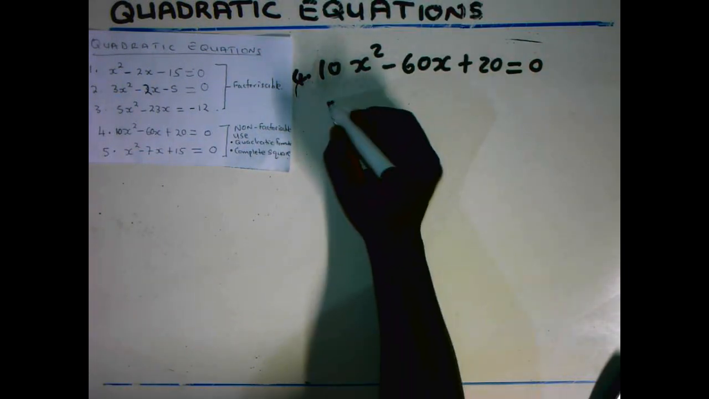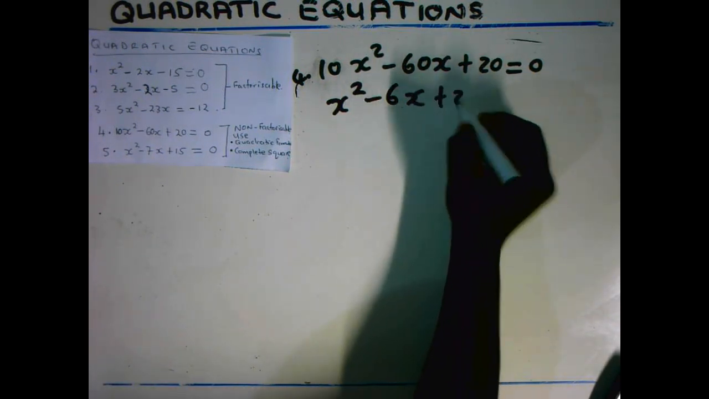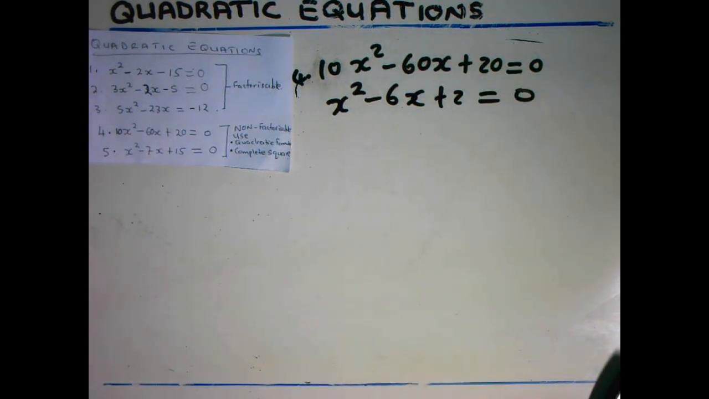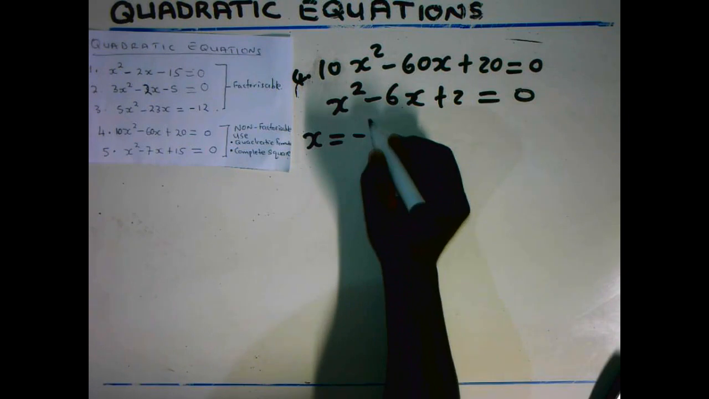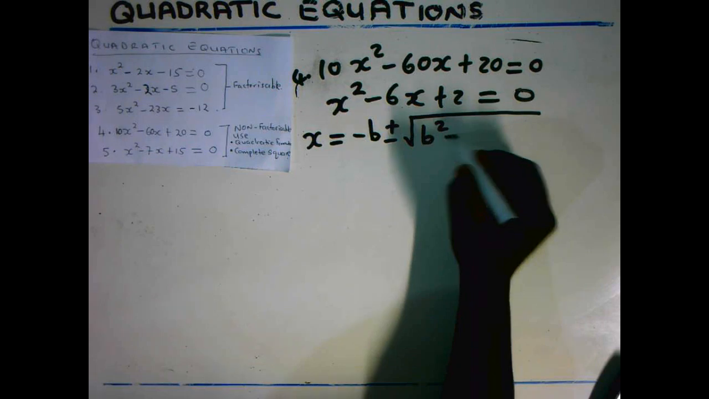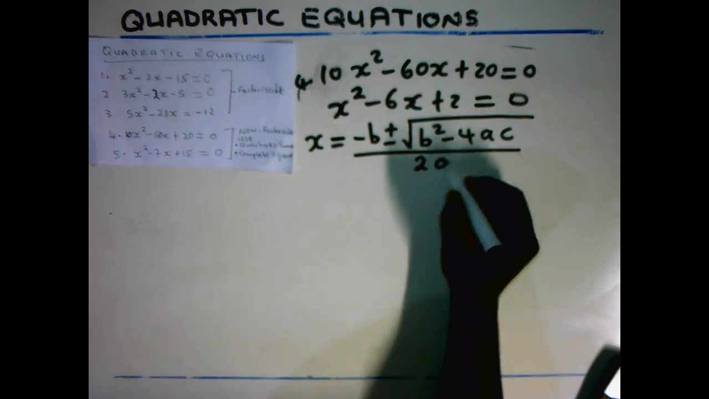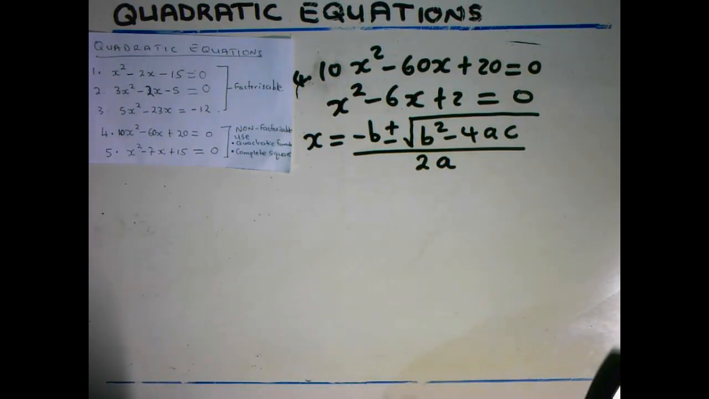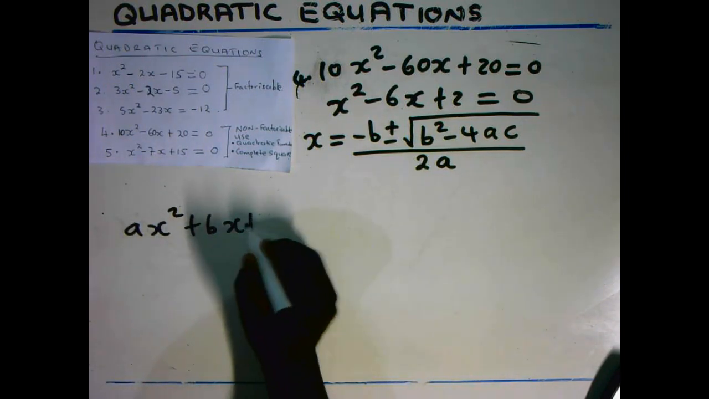So we divide by 10 like what we did. Plus 2 equal to 0. So what's next? The quadratic formula says x is equal to minus b plus or minus the square root of b squared minus 4ac, divided by 2a. This formula comes directly from completing the square of the general quadratic equation ax squared plus bx plus c equal to 0.